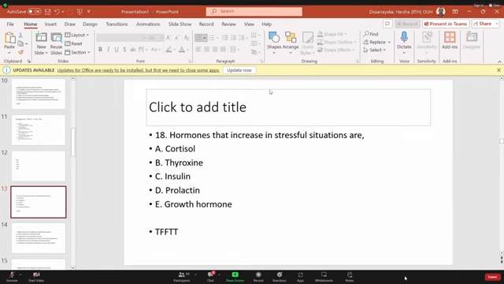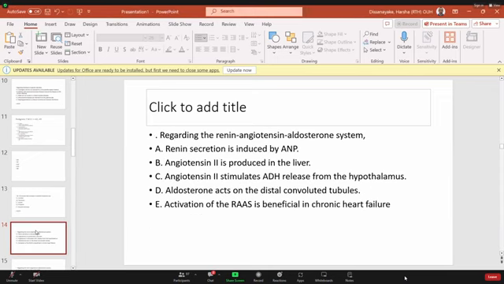Right. Hormones that increase in stressful situations are cortisol, thyroxine, insulin, prolactin, growth hormone. Any questions? No questions.